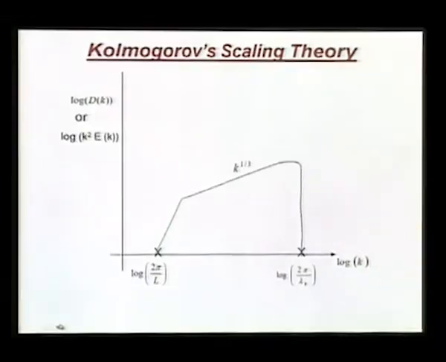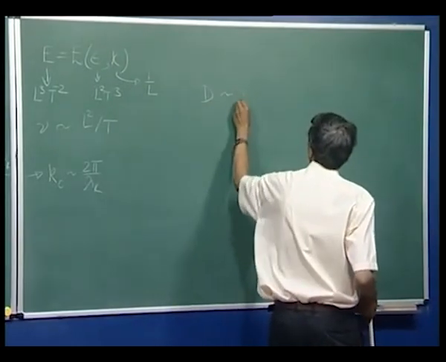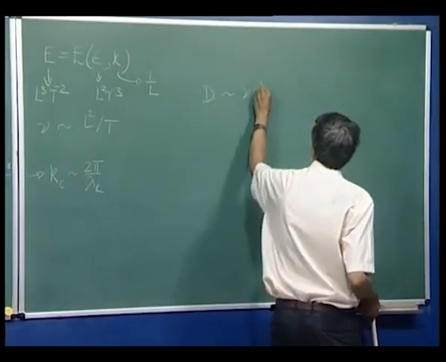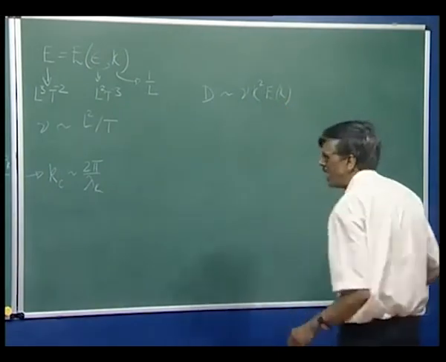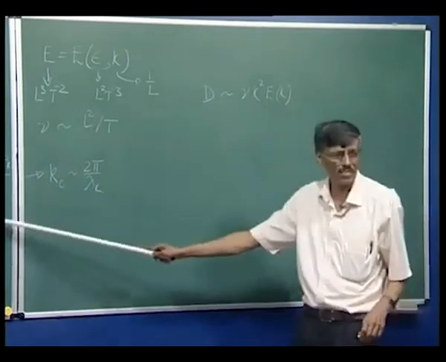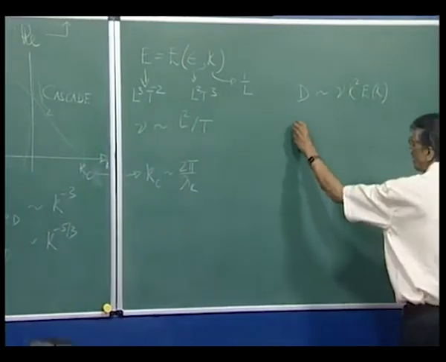Now, how do you get this? What did we write there? D of k goes as nu k square E of k. Now, what is E of k? E of k we have just now seen goes like this in the inertial range. So, in the inertial subrange, what do we get?